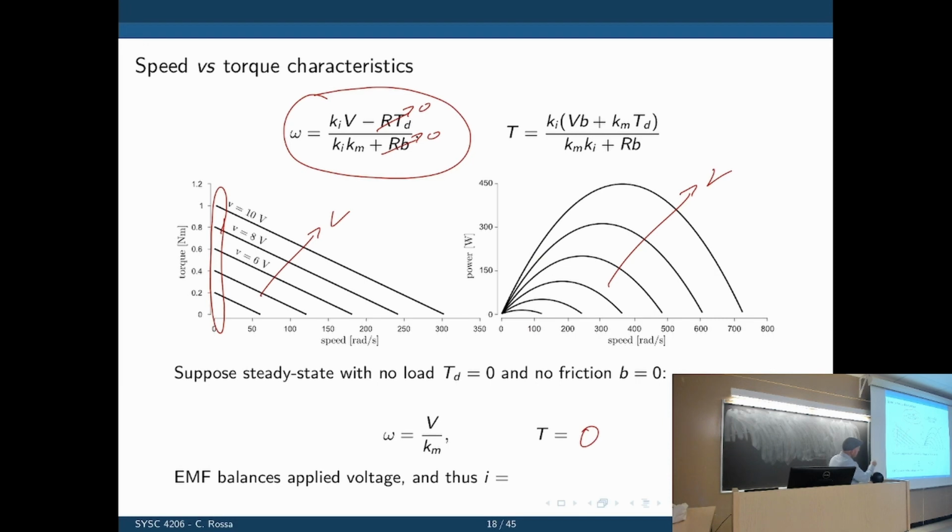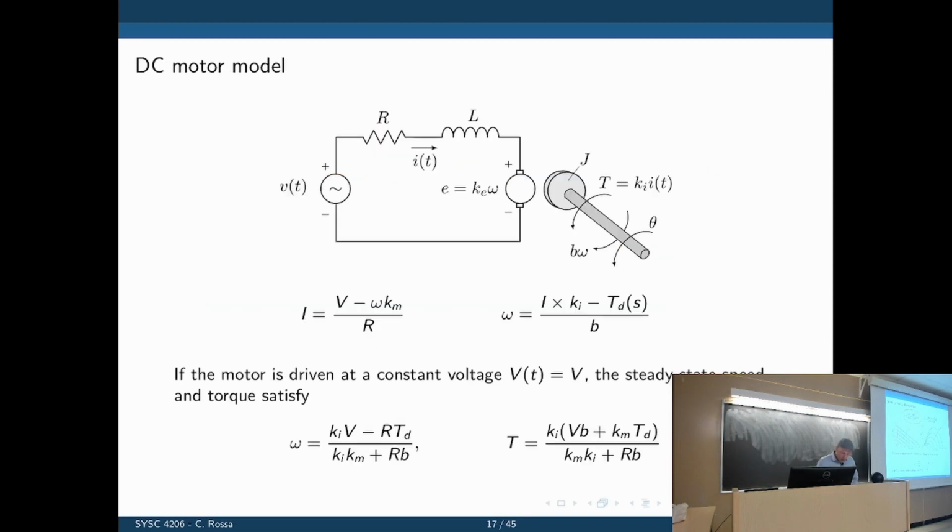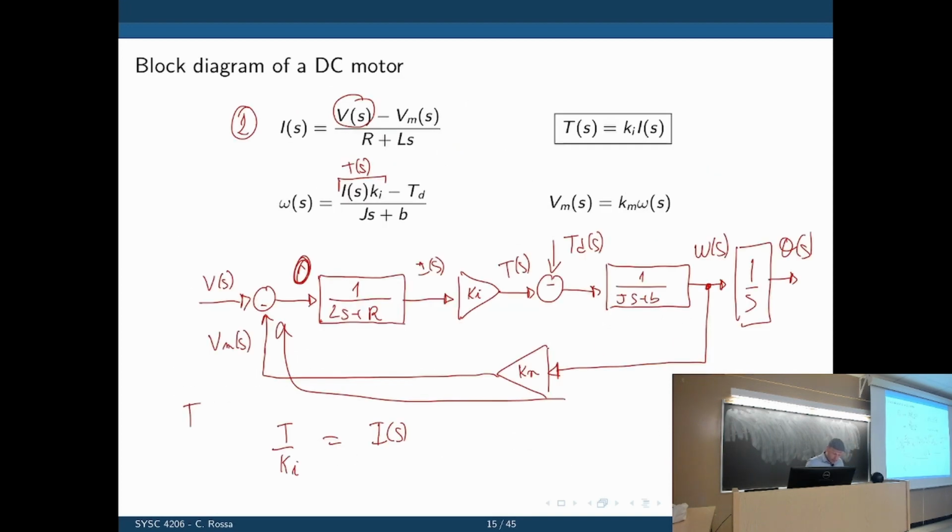So if the torque is 0, what's the current? It's also 0. We can also see this by going back to the diagram here. We are saying that the back EMF here is omega times Km. The net voltage here is going to be 0 because the input voltage and the back EMF are balanced when there is no current running in the circuit. All right? So the output is 0, the current is 0.